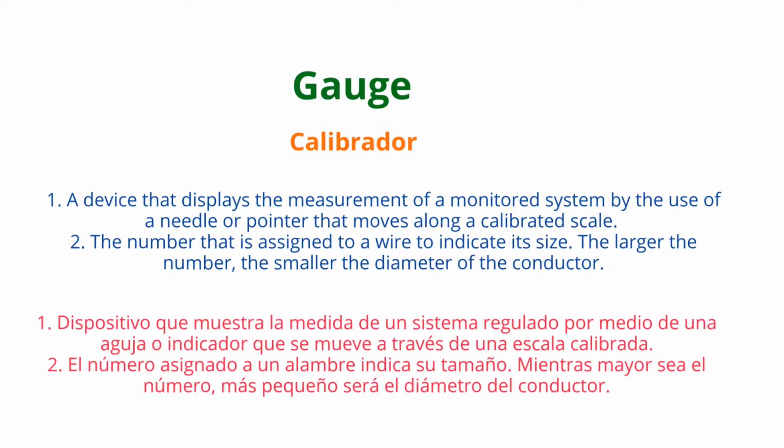Gauge. Gauge can refer to a device that displays the measurement of a monitored system by the use of a needle or pointer that moves along a calibrated scale. It can also describe the number that is assigned to a wire to indicate its size. The larger the number, the smaller the diameter of the conductor.